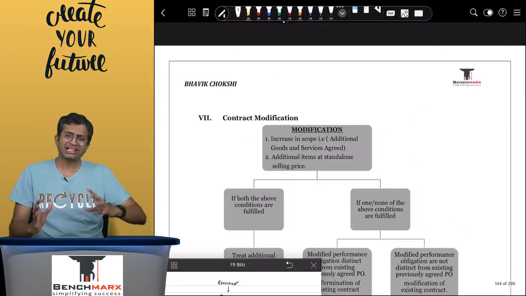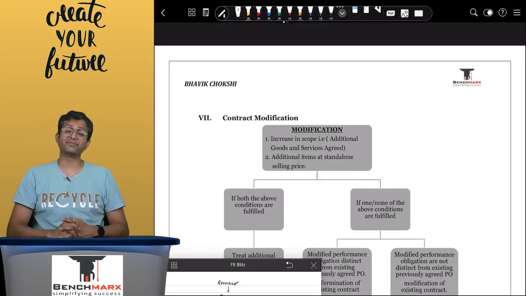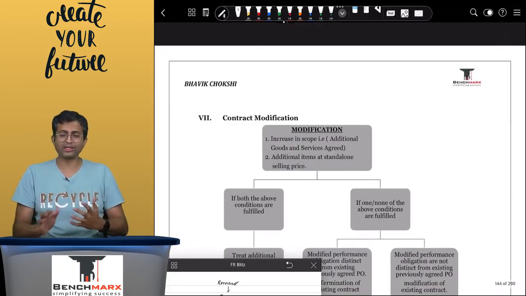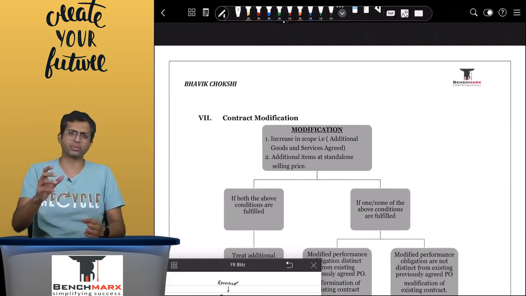Okay, so that largely takes care of the 5 steps and the special cases. There are 2 more things, I guess, in the standard: one pertaining to contract modification and second pertaining to contract cost.